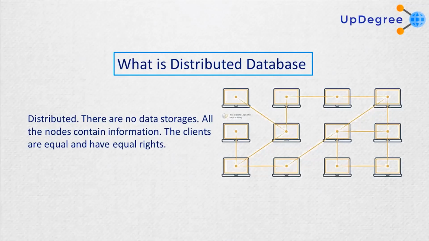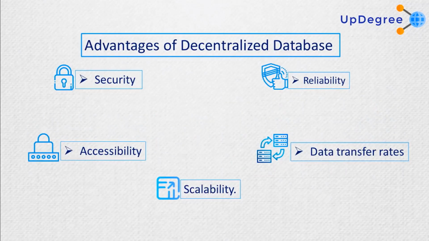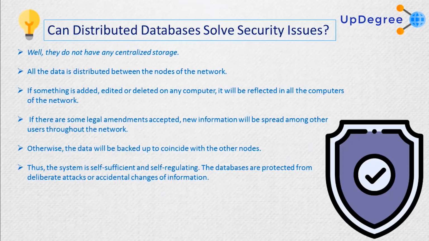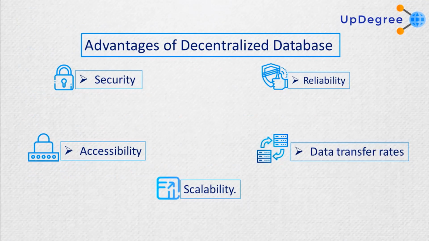So what is a distributed database? There is no central data storage. All nodes contain all information and every client has equal rights. That is the most important thing about a distributed database. The advantages of a decentralized database are that you have high security, reliability, accessibility, data transfer rates, and it's scalable. Let's understand some of the characteristics in detail.